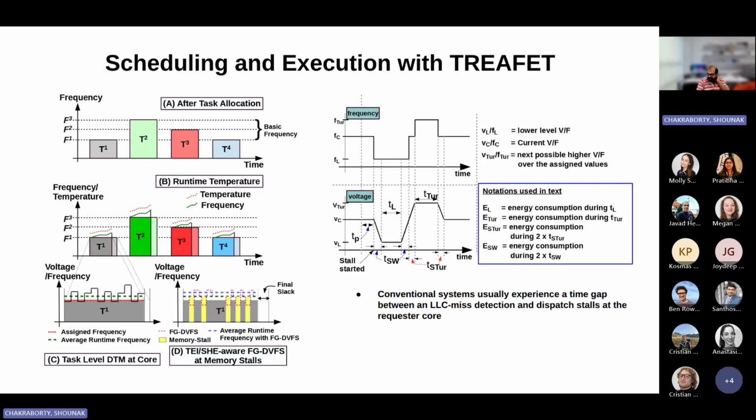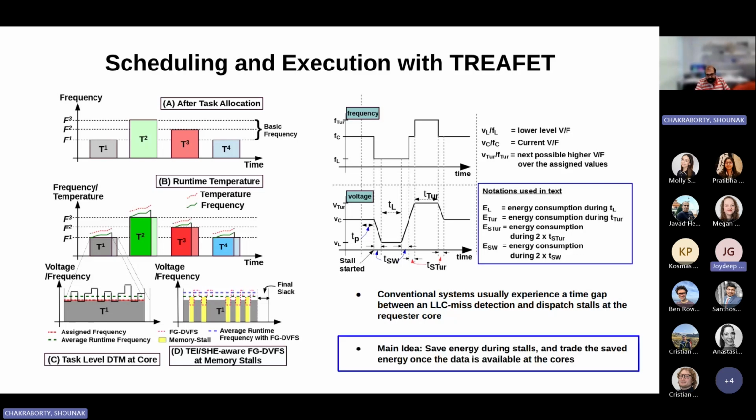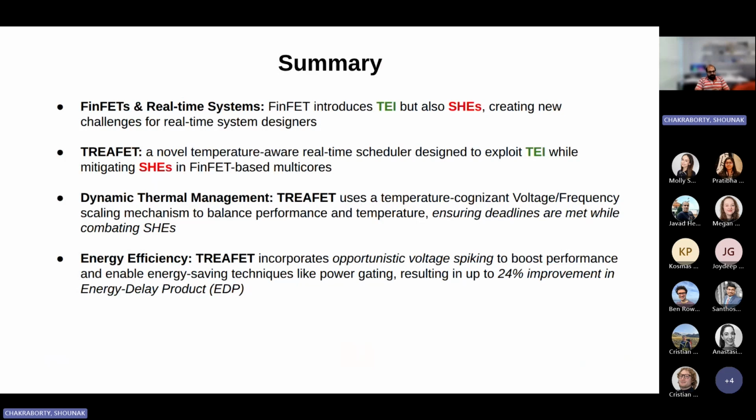Okay. So conventional systems usually experience a time gap between an LLC misdetection and dispatch stalls at the requester core. So a core can be stalled during any kind of off-chip memory access. That is really common in modern systems, even in several kinds of out-of-order processor cores. And the main idea is to save energy during stalls and trade the saved energy once data is available at the cores. Okay. So this is the summary of this work.